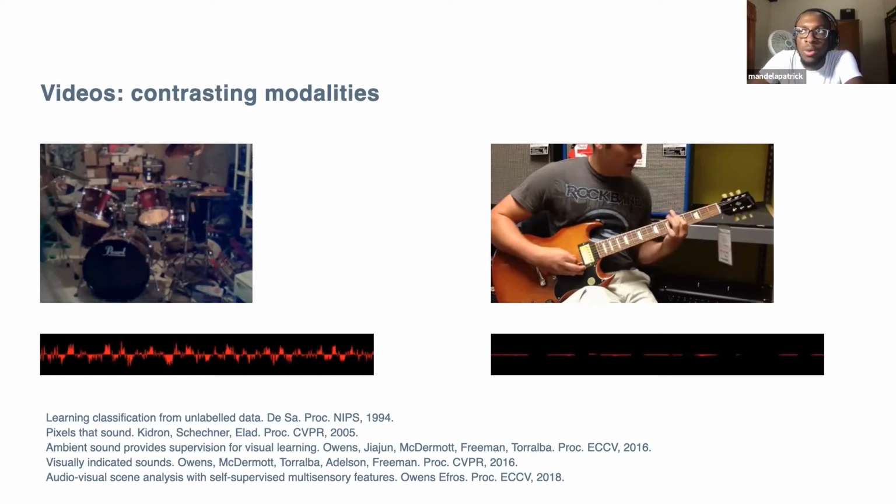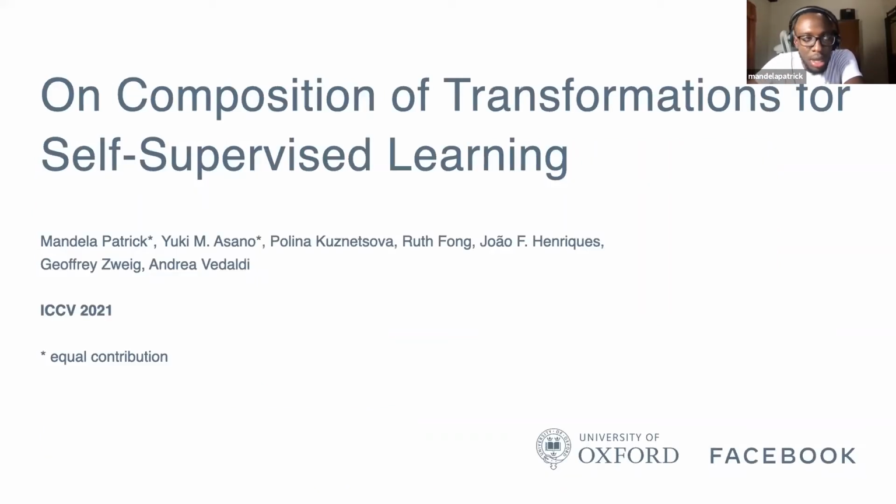And so I think the motivating idea of this example is that modalities occurring at the same time carry a lot of semantic information. And essentially it's a good prior of correlation or grouping stuff that are related. So this was the motivation for this work, which was a recent ICCV paper on compositions of transformations for self-supervised learning, work I did at Oxford, as well as some folks at Facebook.